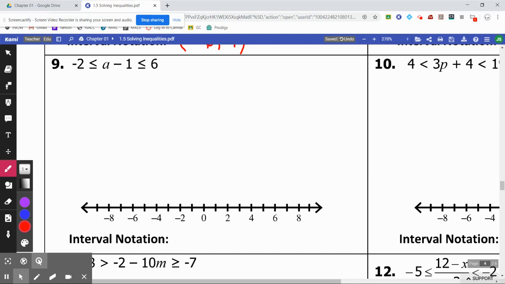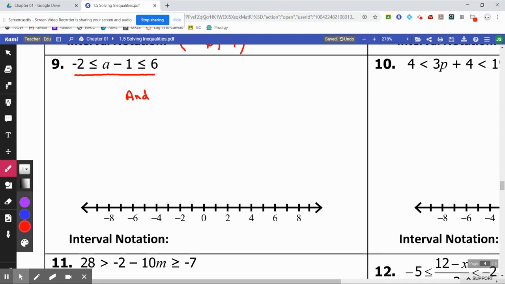Number 9 you see is written in the condensed form, what I call the sandwich form. There's two different ways that you can work this. First off, know that anytime you see this sandwich form or this condensed form, it is always an and statement, okay? Which means both values or both conditions must be true.